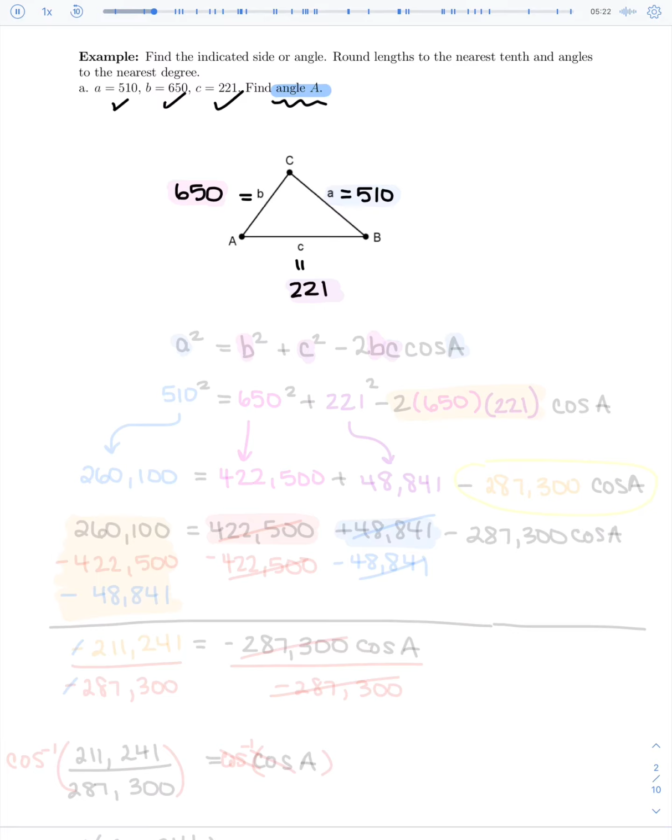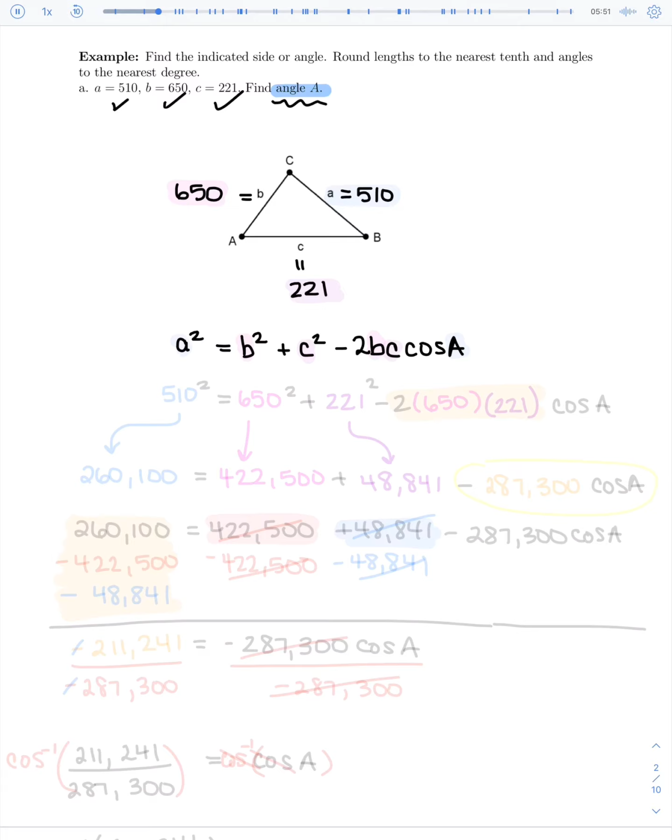So we'll start out with A squared equals, remember it starts looking like the Pythagorean theorem, the other two sides squared and added up, minus 2 times the two sides, B and C. And then we have our cosine part and our angle that we're looking for. In this one, they wanted angle A.